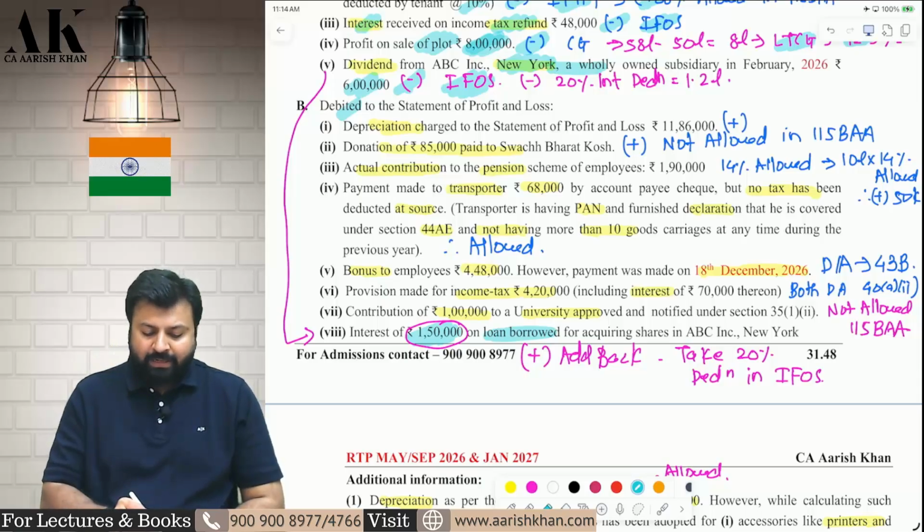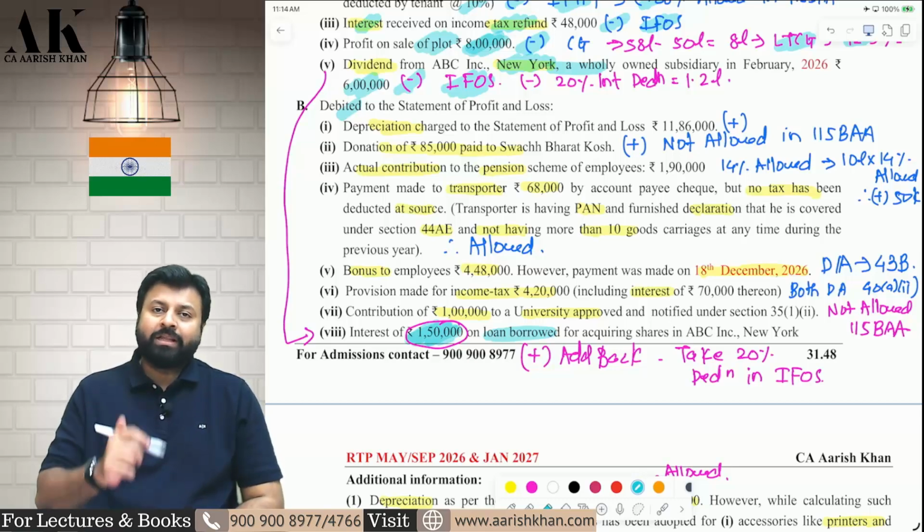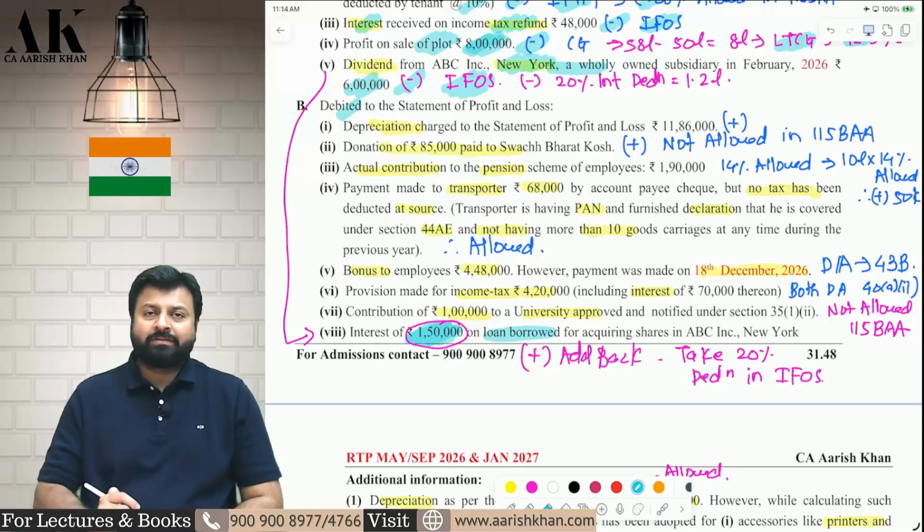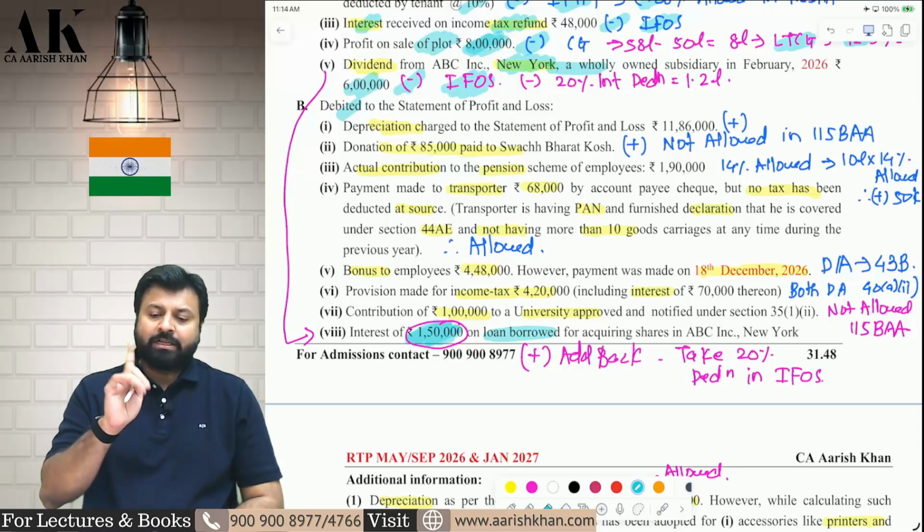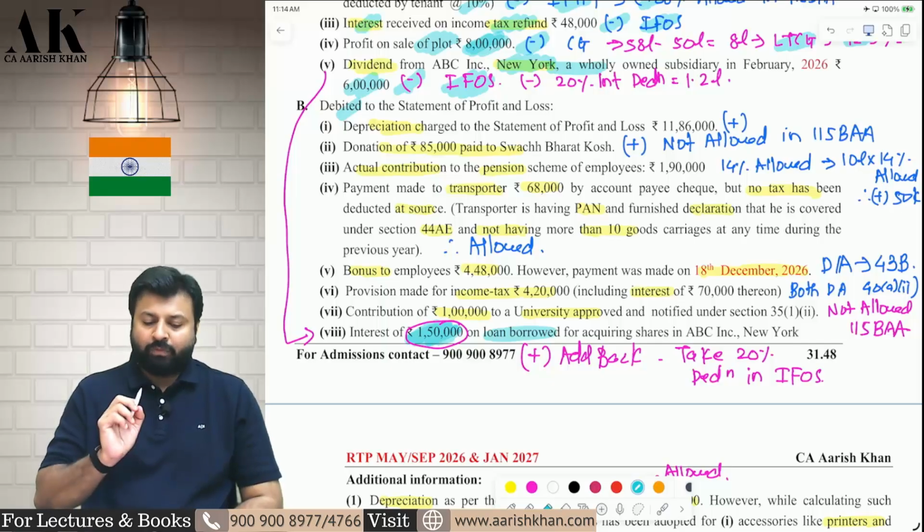Now, what is the treatment? You are paying 1,50,000 as interest, but your dividend is only 6 lakh rupees. What is 20% of 6 lakhs? You will get only 20% of 6 lakh as deduction from IFOS. That is 1,20,000 rupees you can claim. So what is the treatment?